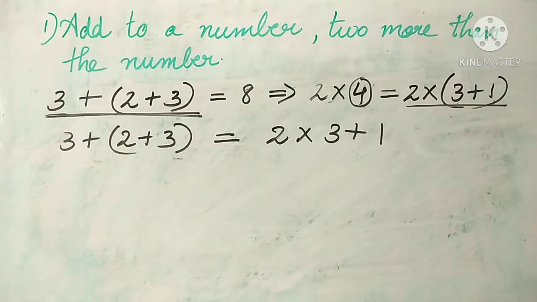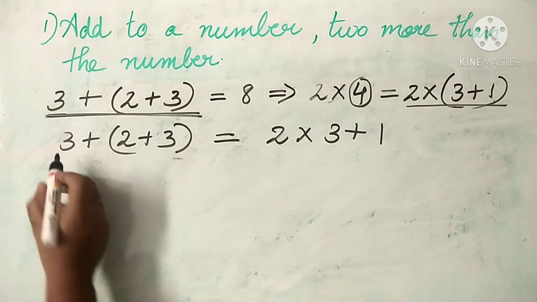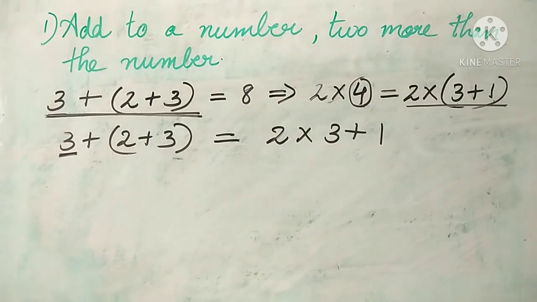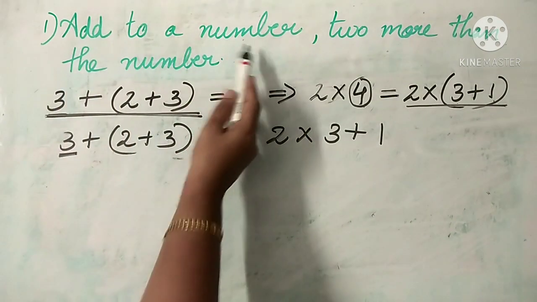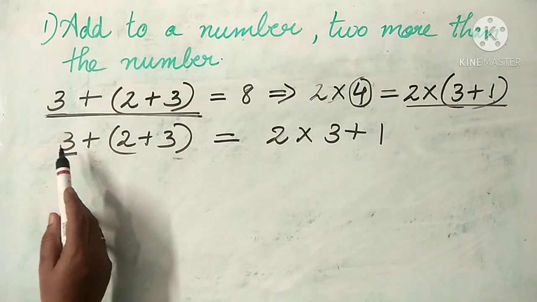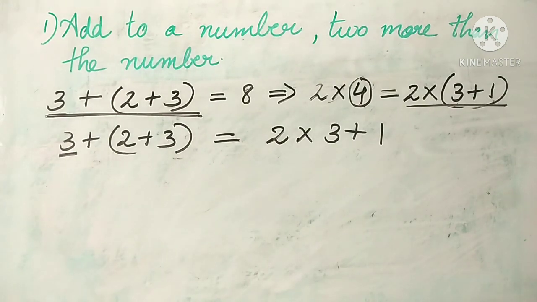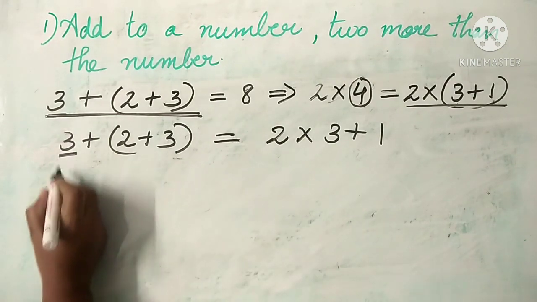We write the expression with numbers, only numbers. Now we are going to express this in terms of algebraic expression. In algebraic expression, we express the number using alphabets. So the number which we take first is 3, isn't it? Add to a number. The number which we take is 3. So instead of 3, I am going to express 3 as x.